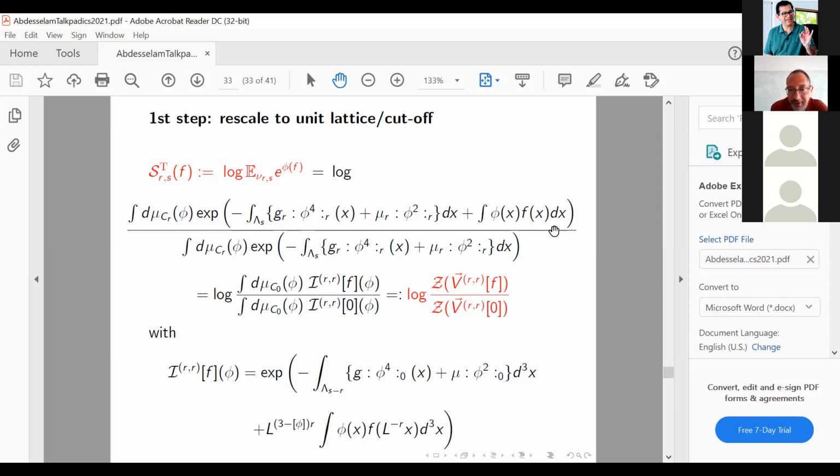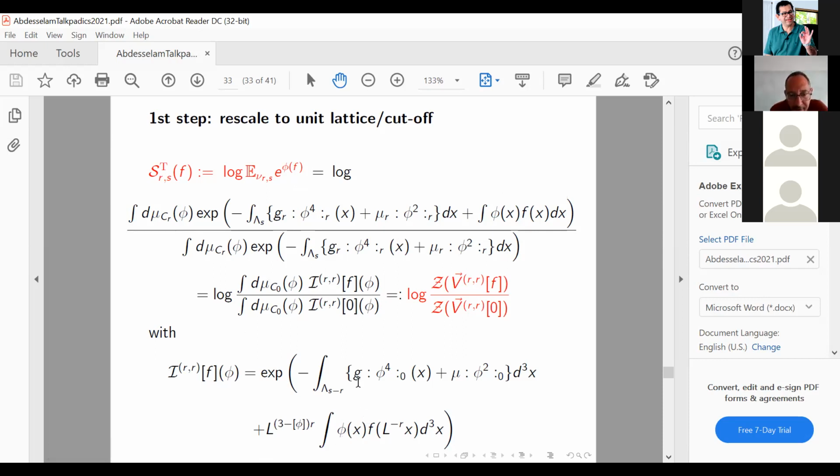Okay, so this is where the test function, the characteristic function, appears. The numerator is a certain integral with a test function F. The denominator is the same thing where F is set equal to 0. That's the partition function. But the integrand at the beginning is like this.